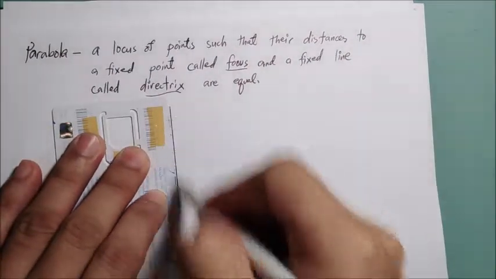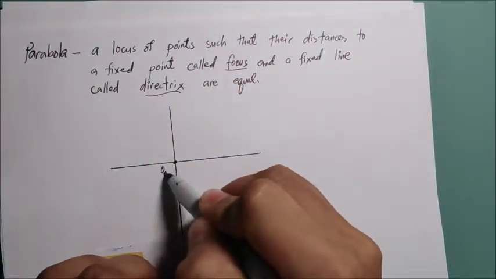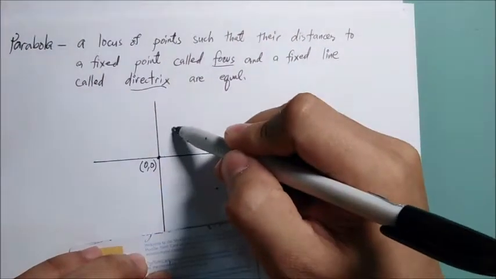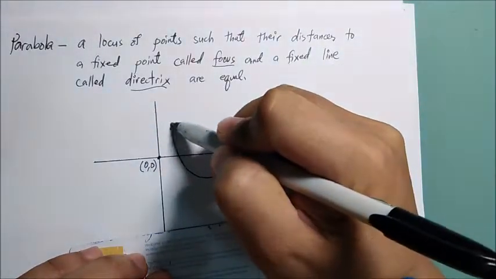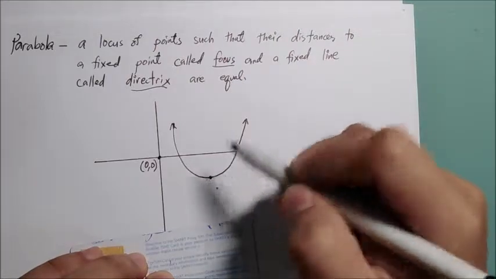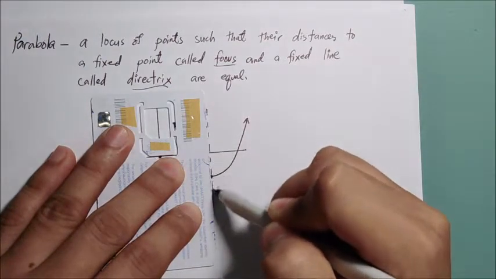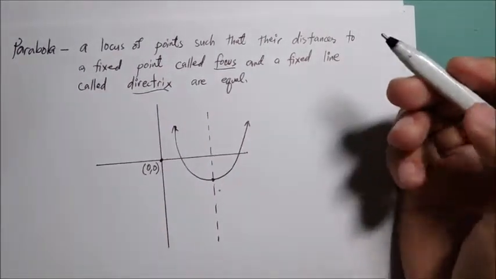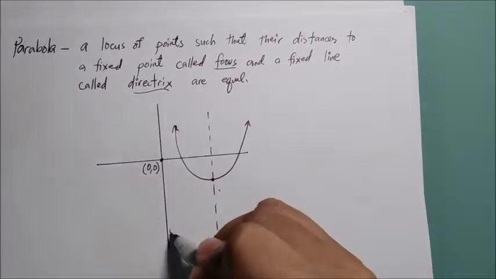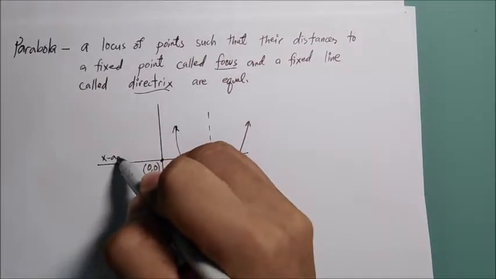If this is our x and y axis, at the center is our 0,0. Okay, if our parabola is like this, of course we have the vertex and we have the axis of symmetry. The axis of symmetry, if it is opening upward, is parallel to the y-axis. Okay, this is the y-axis and this is the x-axis.